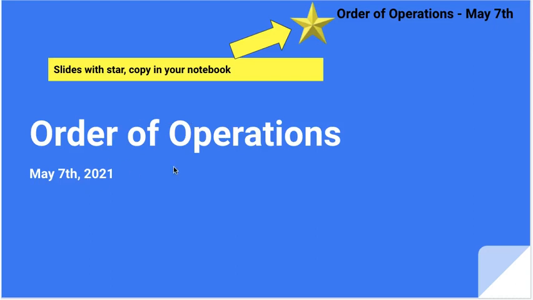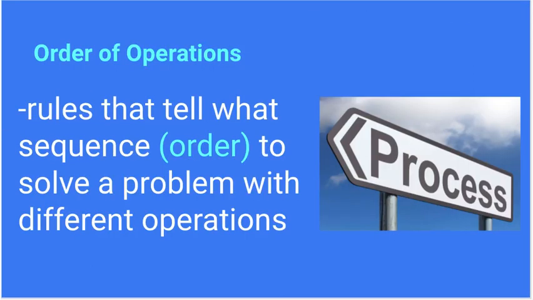So we're going to talk a little bit about order of operations. We're going to do 2 problems, and then you're off to your quiz, okay? So here we go, order of operations. It's the rules that tell us what sequence or what order to solve a problem with different operations. Okay, so it's the process.